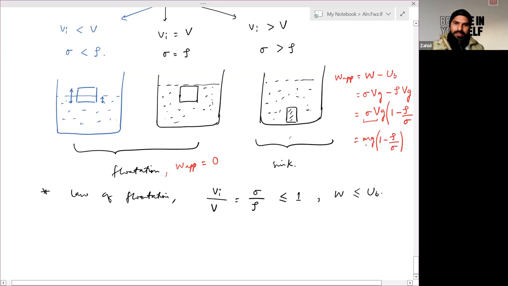weight of object in air. Now from this part, if we divide this term by mass, you will get the net acceleration of the object in this fluid. It will be gravity times 1 minus rho by sigma.